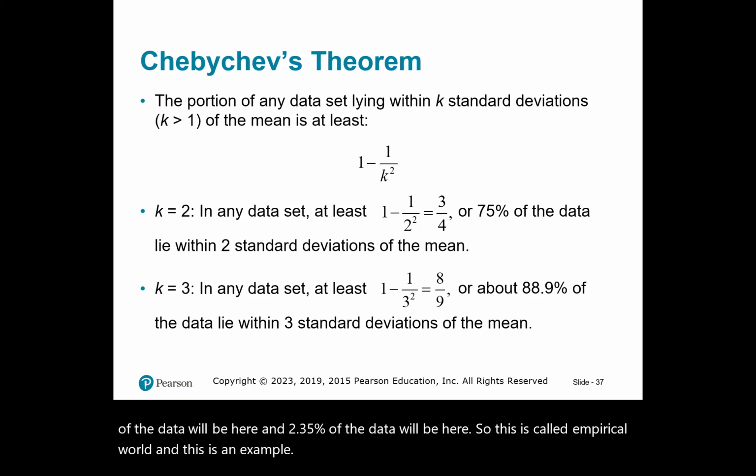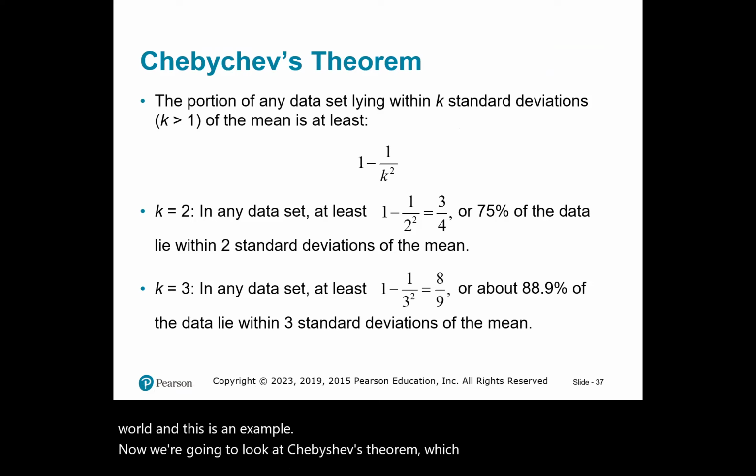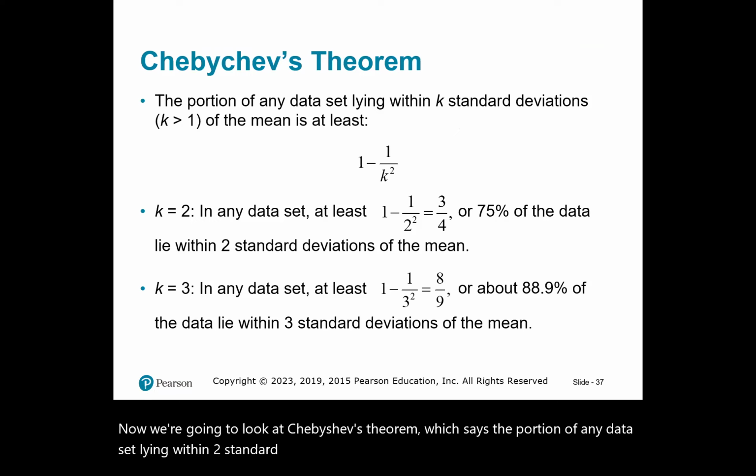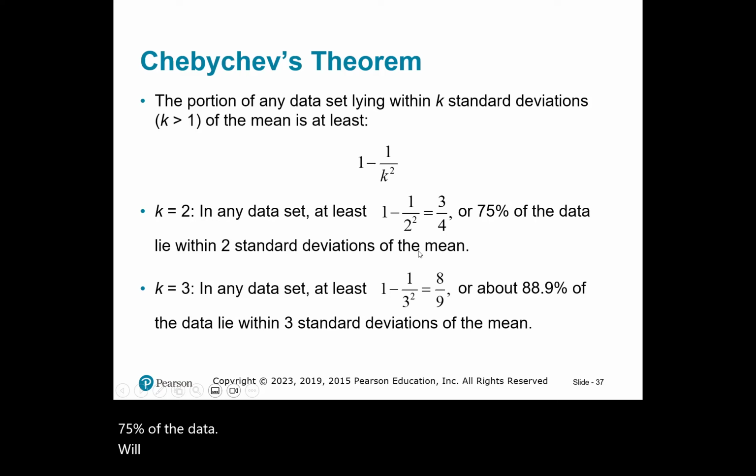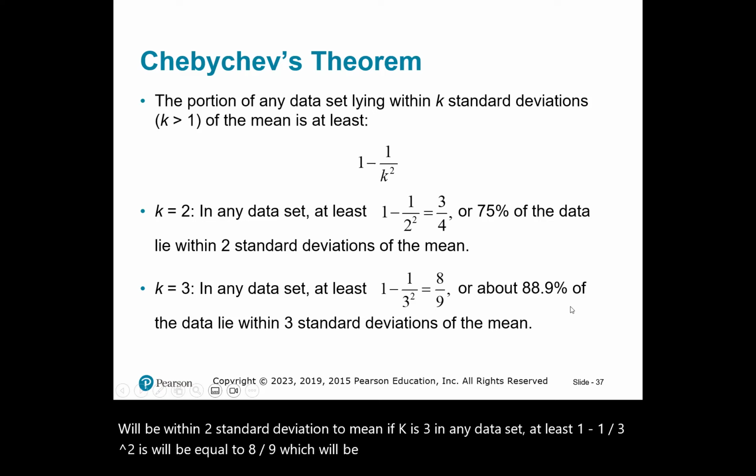Now we're going to look at Chebyshev's theorem, which says the portion of any data set lying within K standard deviations, where K is greater than 1, of the mean, is at least 1 minus 1 over K squared. And when K is 2 in any data set, at least 1 minus 1 over 2 squared, which is 3/4 or 75% of the data will be within 2 standard deviations of the mean. If K is 3 in any data set, at least 1 minus 1 over 3 squared will be equal to 8 over 9, which will be 88.9% of the data within 3 standard deviations of the mean.